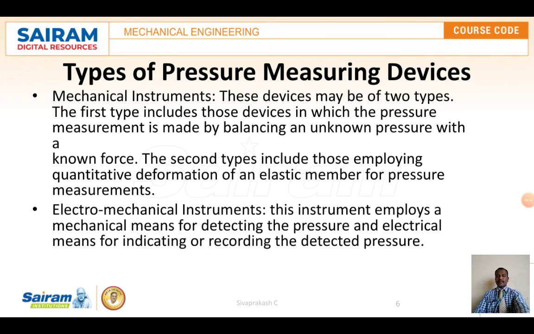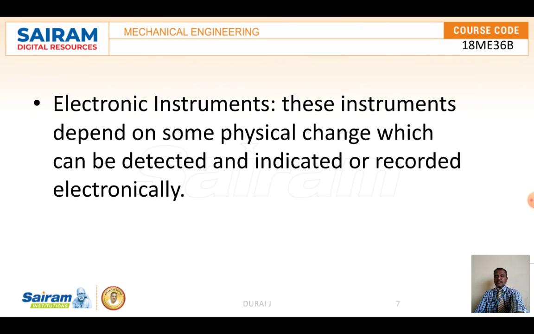Then the electromechanical instrument employs mechanical means of detecting the pressure and electrical means of indicating or recording the detected pressure. That's what I already told you. To detect the input, they can use mechanical devices like a plunger or pistons. It detects the input and shows an electrical output, which means the output is shown in terms of a digital value. Those things we'll see in the electrical devices. So the input is a mechanical device, and the output is electrical.